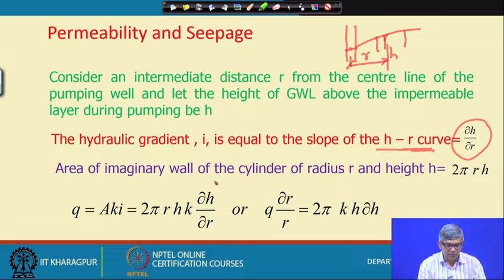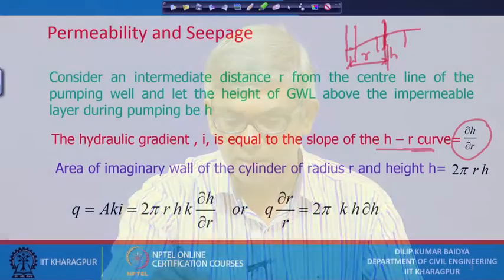Now the area of an imaginary wall of a cylinder of radius r and height h. If I consider the well here, at a distance r I can imagine another well of radius r, and through that well's periphery water is entering. So the quantity of flow is q equals v times a, and I have to find out the area over which the flow is taking place at a particular location.